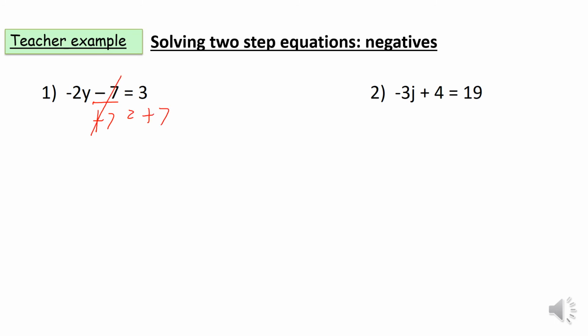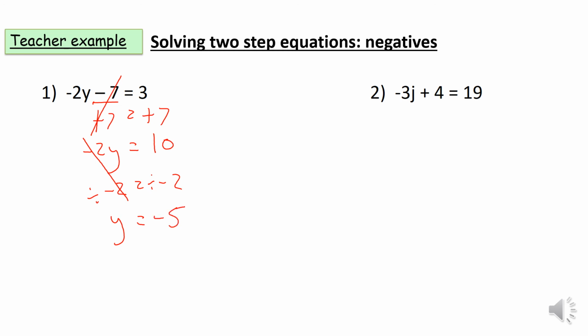I will do that on the right as well, just like the previous examples, and then that means I'm left with minus 2y on the left and 10 on the right. Now I'm left with a one-step equation, minus 2y equals 10. What do I need to get rid of? I need to get rid of the 2. However, be careful, this time it's not actually a 2, it's a minus 2. To get rid of minus 2, I will divide by minus 2. And then I will divide by minus 2 on the right hand side, which means I'm left with y on the left and 10 divided by minus 2, which equals minus 5.